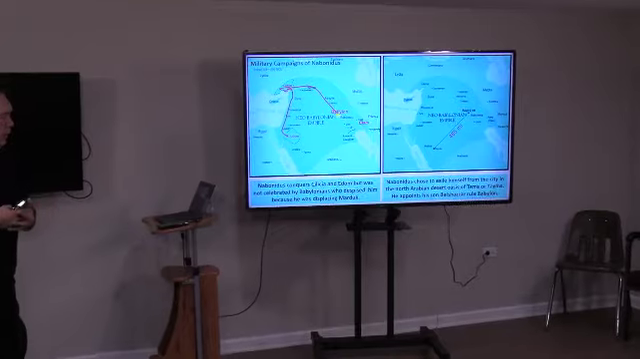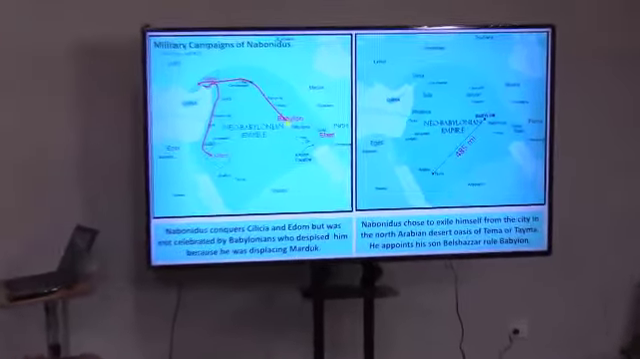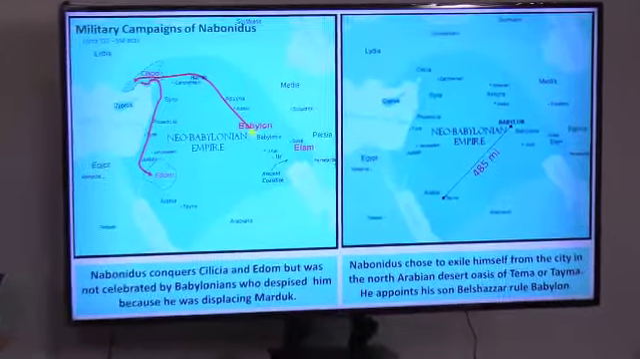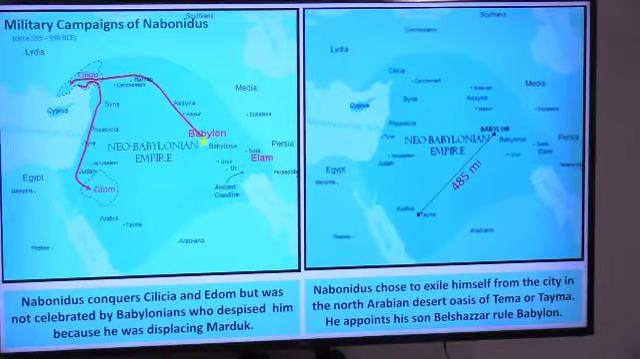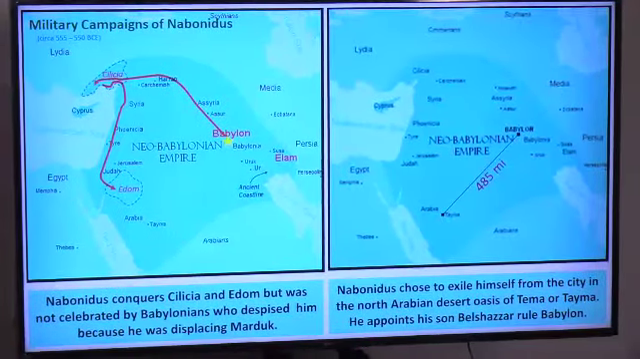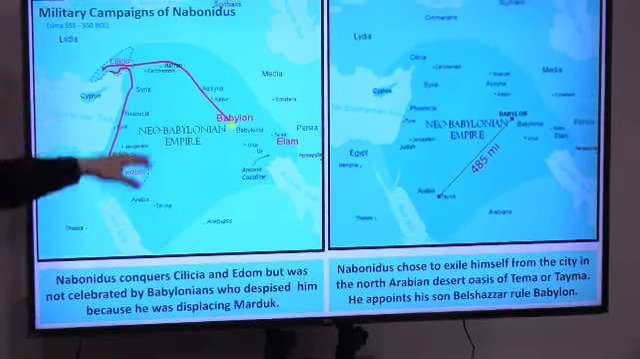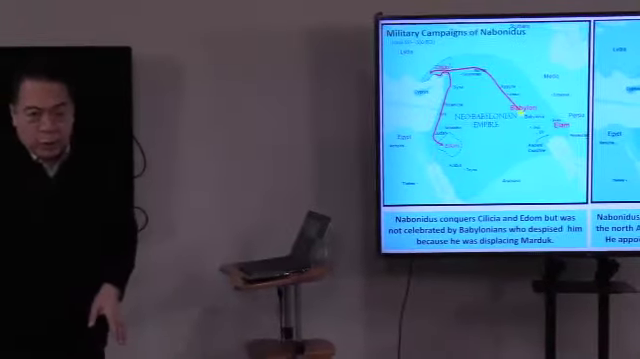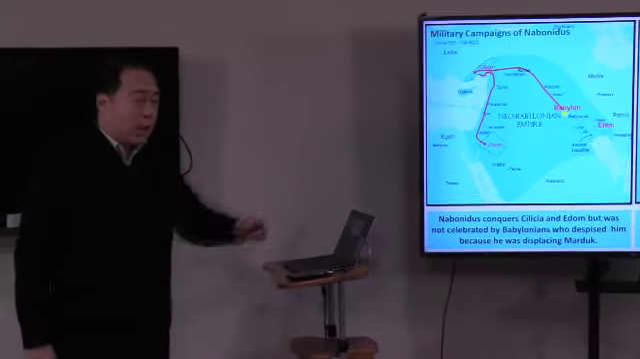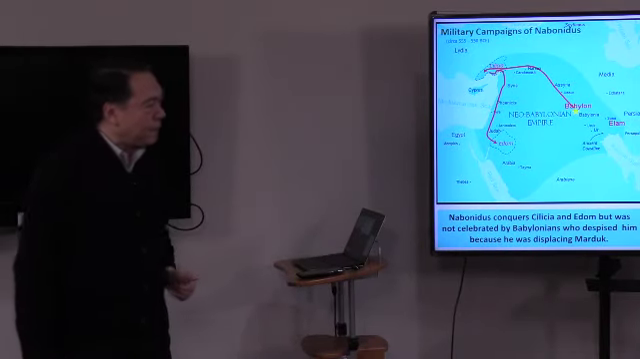Here are some maps that will help you understand the background further. Nabonidus was not too bad of a general. He conquers Cilicia and Edom to prove to his people that somehow he was a great warrior. But despite that, the Babylonians were not impressed, because they're very religious people and they were dedicated to Marduk. And here comes a king who wants to overthrow Marduk and replace Marduk with a moon god.